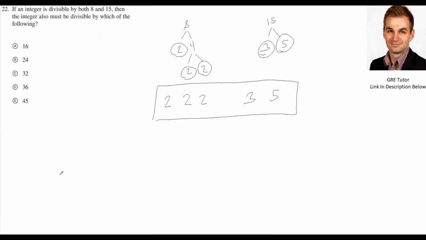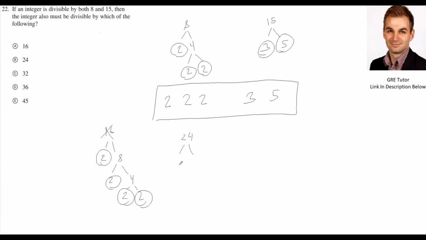So we go through each option. We say, okay, can we find a number whose prime factorization is subsumed under this set? So let's look. We start with 16. 16 is 2 times 8, which is 2 times 4, which is 2 and 2. So now we have 2, 2, 2, and 2. 4 2's. Do we have 4 2's here? No, we don't. We only have 3. So 16 doesn't work.